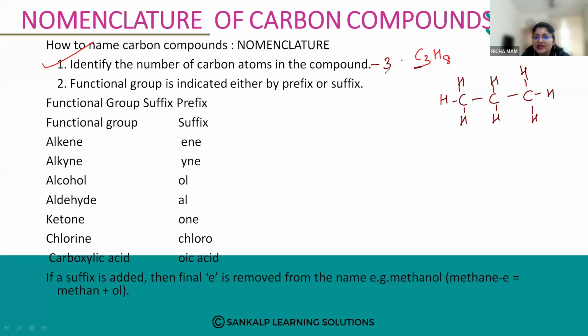Now, 3 carbon atoms is called prop. And when you have a saturated system, where all the carbon atoms have single bonds, they are termed alkanes. From alkane, we use the suffix ane. So the name of the compound is propane.